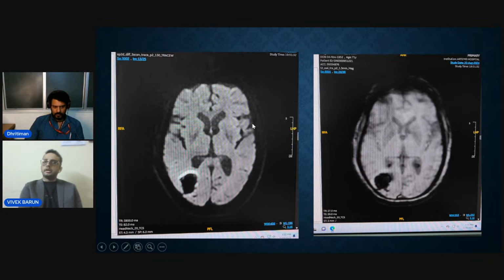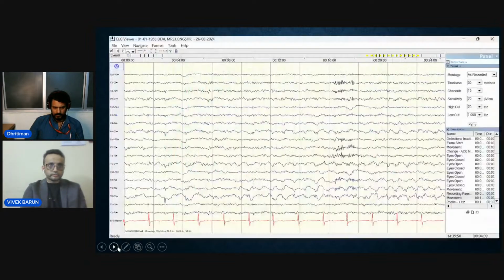This is the diffusion weighted image. You can see the hypointensity, and this is the SWI image. You can see the blooming artifact. But we were not happy. It was not fitting with the clinical picture of the MRI. So we did an EEG.